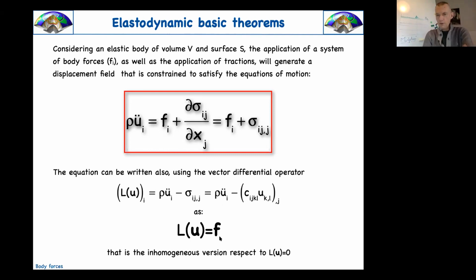Now, wait a second. When the inhomogeneous term f is 0, we have the normal equations of motion without any external action. And we can solve it. We can find P waves, S waves, whatever. 1D, 2D, 3D, whatever. So that's the homogeneous version of the elastodynamic problem.